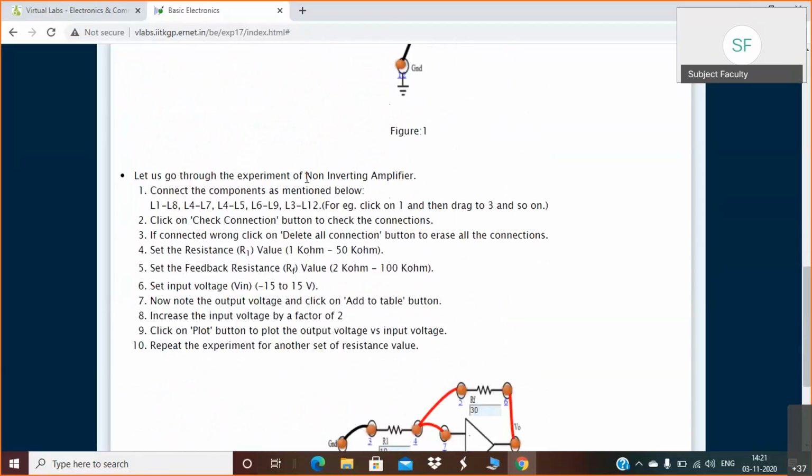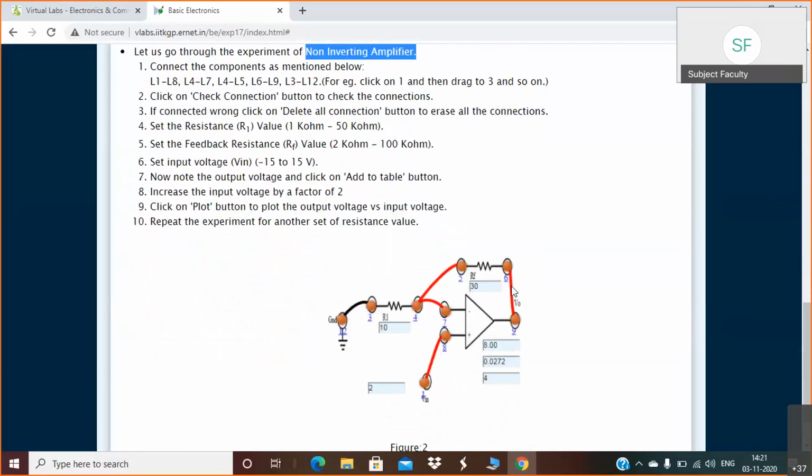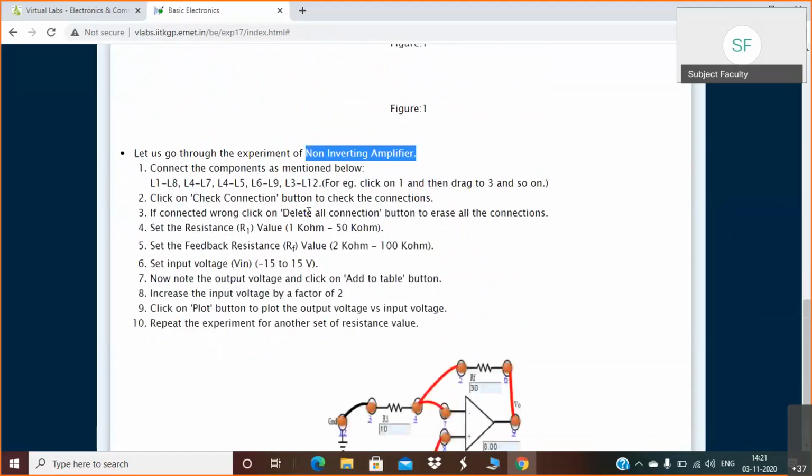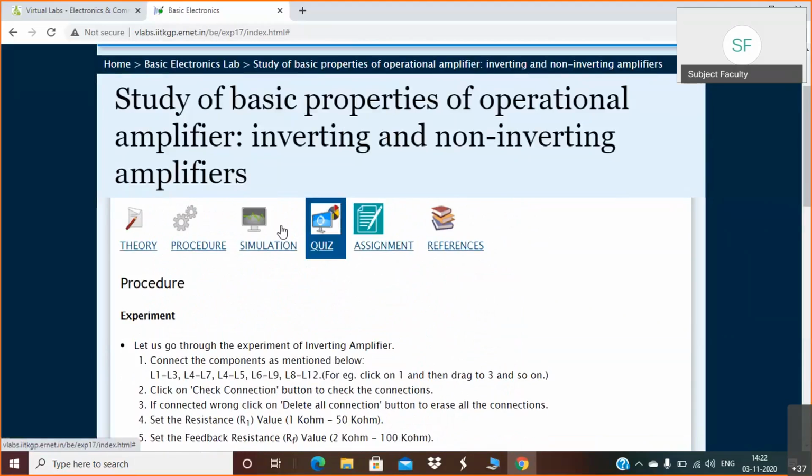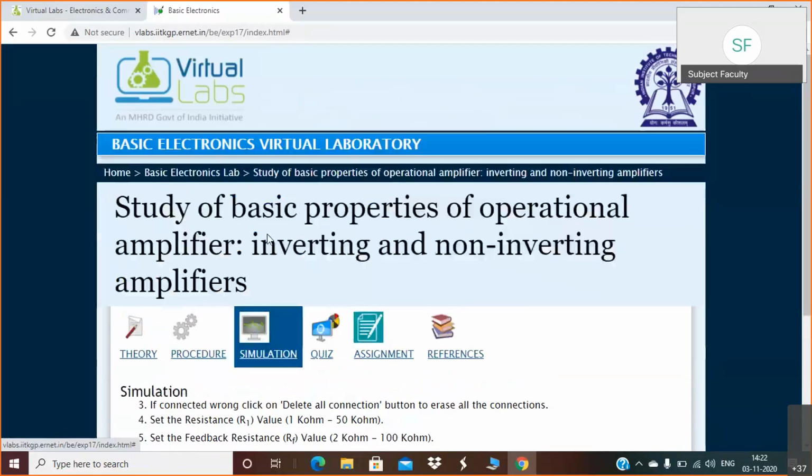Similarly, the procedure for the non-inverting amplifier is also given along with the connections. These are the connections of the non-inverting amplifier. You can observe that Vin is now given to the non-inverting terminal, whereas the inverting terminal is grounded. Just go through these connections. They are pretty straightforward procedures. I will move straight to the simulation part.